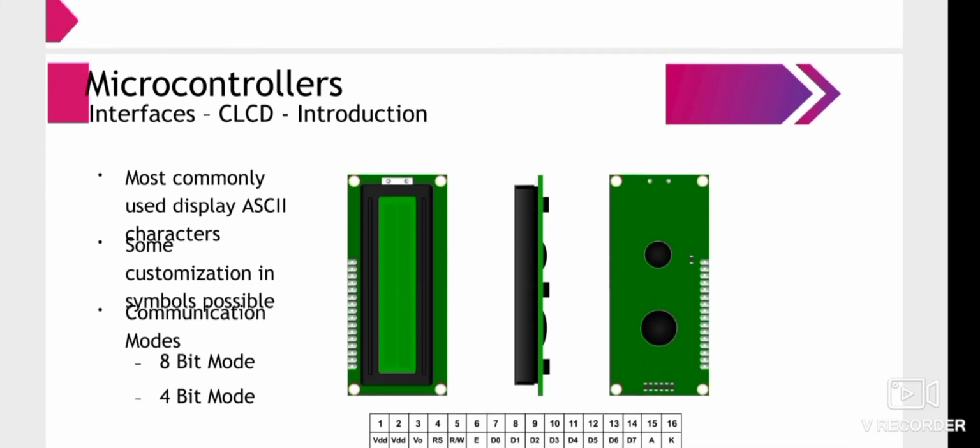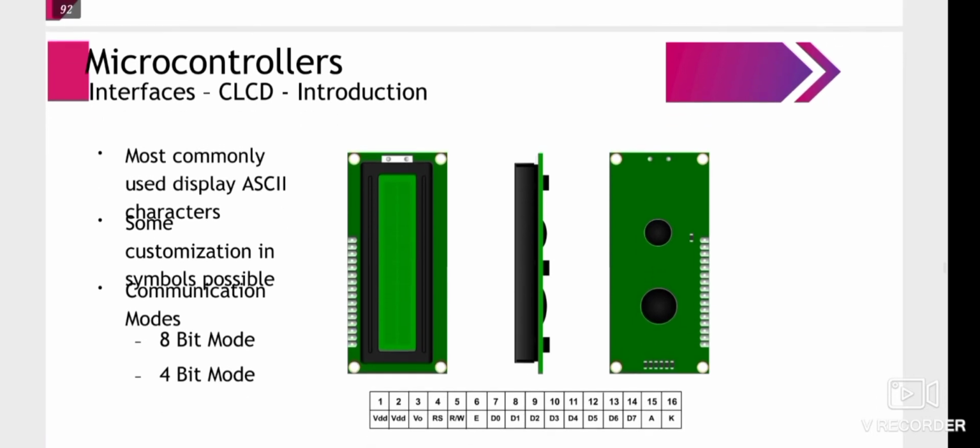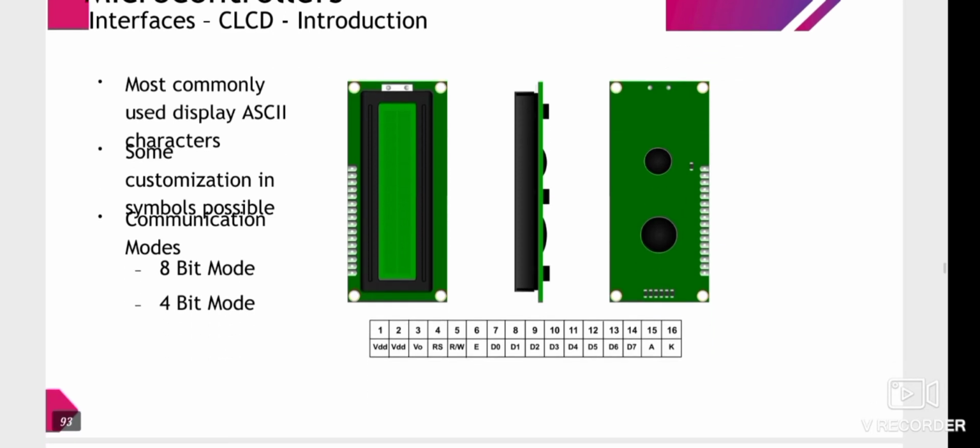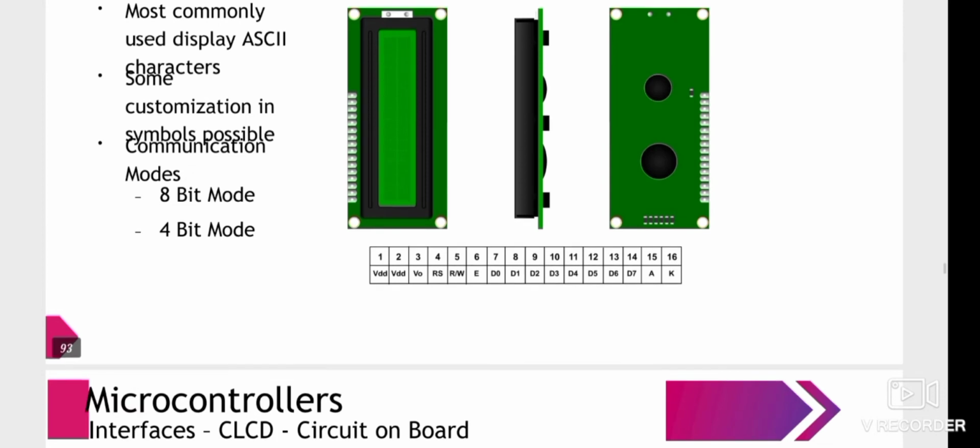In general, interfaces are like CLCD. CLCD abbreviates character liquid crystal display. The most commonly used display is ASCII characters. Some customization in symbols is possible. Communication modes are 8-bit mode and 4-bit mode.